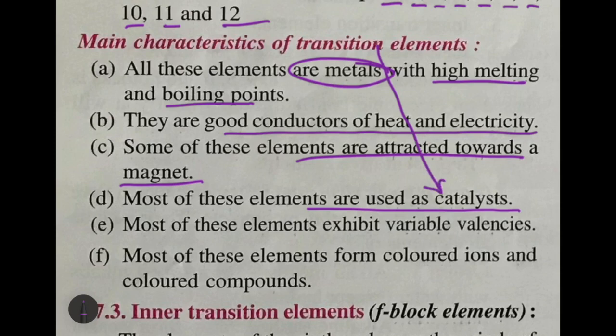Okay, and of course most of these elements also show variable valencies. Some may have valencies 2 and 3 or 3 and 4 and so on. Okay, and most of these elements form colored ions and colored compounds. So the compounds that they form, the solid compounds, you'll see either they are blue or green, or yellow and so on.